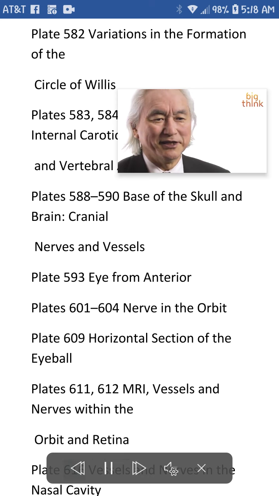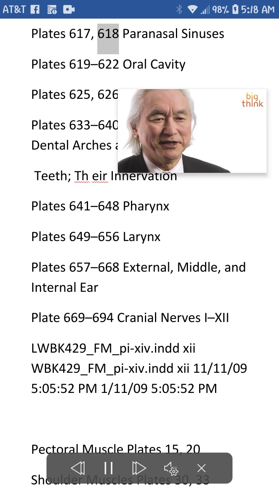Plate 616 vessels and nerves in the nasal cavity. Plates 617, 618 paranasal sinuses. Plates 619 to 622 oral cavity. Plates 625, 626 salivary glands. Plates 633 to 640 anatomy of the dental arches and teeth, their innervation.